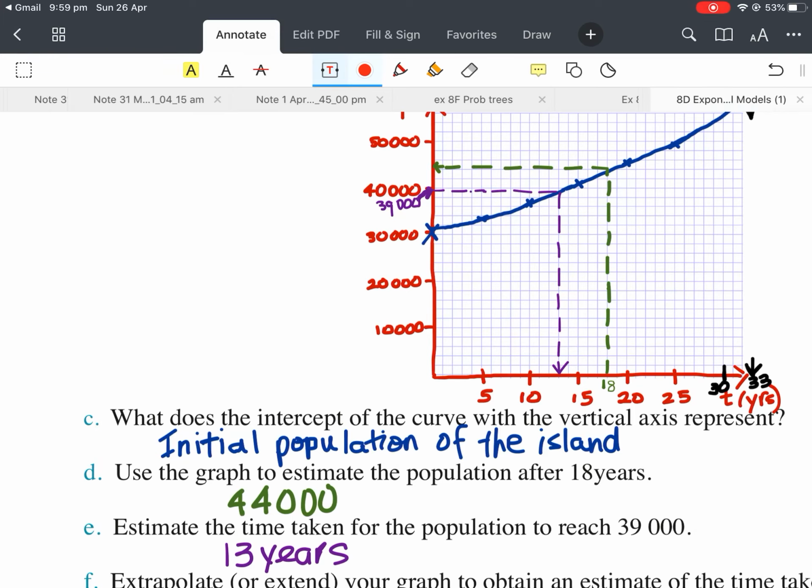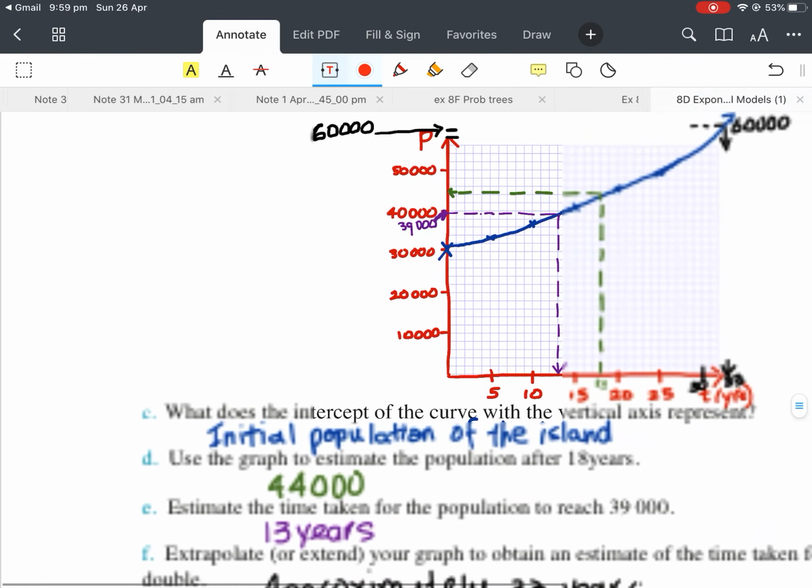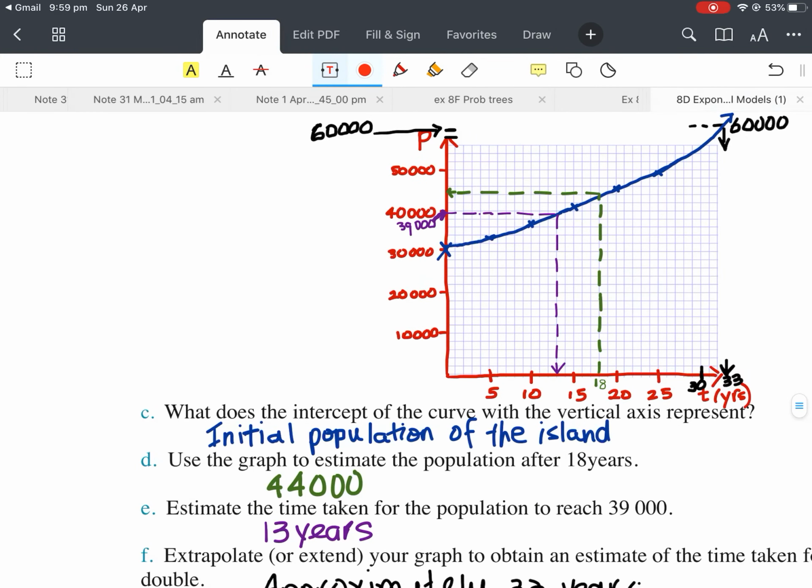Second question, D says use the graph to estimate the population after 18 years. So you'll notice I found 18. Every little box represents a number. That made it easy. I've drawn a lovely green line going up. Hopefully that makes it easier till I hit the curve. And then I go straight across to the left until I hit the y-axis. If I make it bigger, you can see it's roughly, remember they're going up by 2,000s, so it's roughly about 44,000 according to my graph. Remember, it's according to your graph. So that's how I got 44,000.